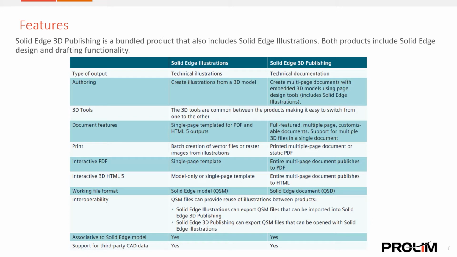Solid Edge 3D Publishing is a bundled product that also includes Solid Edge Illustrations. We saw those on the first page with the agenda. Both products include Solid Edge design and drafting functionality. We can see here the differences for our 3D tools and our printing options. Now we're going to go ahead and get started on our demonstration.